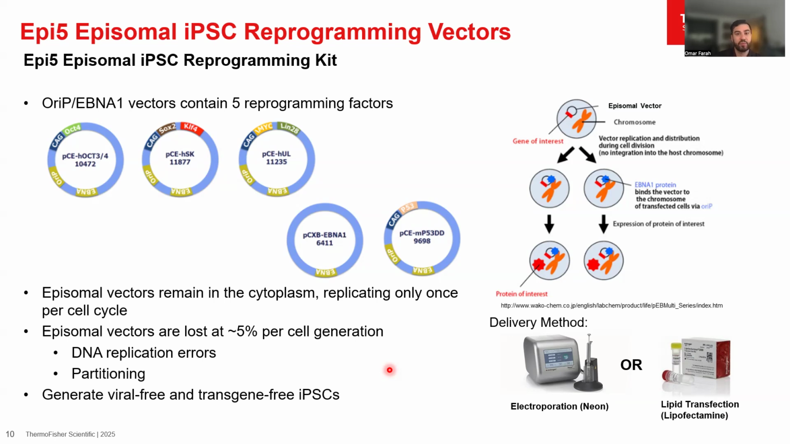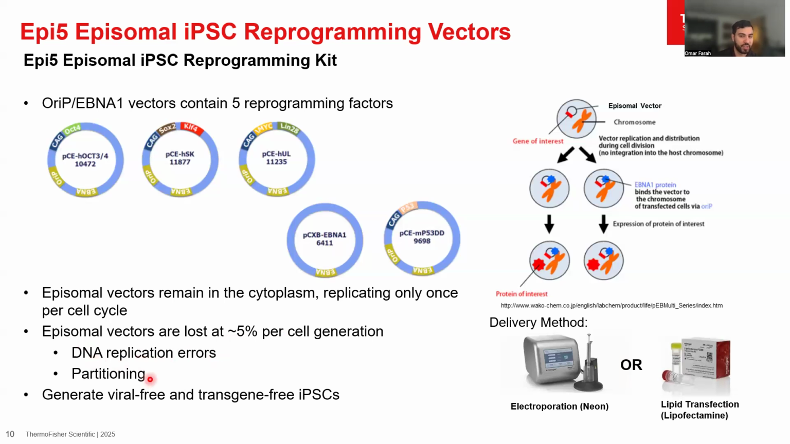And eventually, right, once these proteins get expressed, you start your reprogramming cascade. But those episomal vectors do not remain in the cells forever, right? As these cells continue to divide and propagate over many generations or passages, these episomal vectors are usually lost at about a 5% rate per cell division. And this is due to a bunch of different things, one being errors in DNA replication, right?